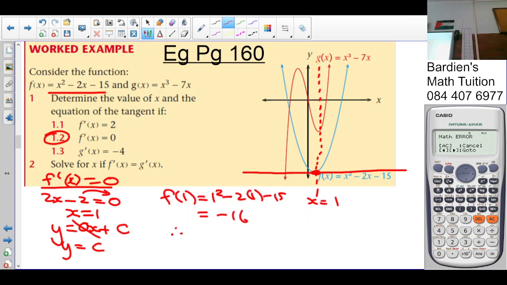So what's the equation of this tangent? y is equal to negative 16. This is parallel to your x-axis, so there is a constant y value.